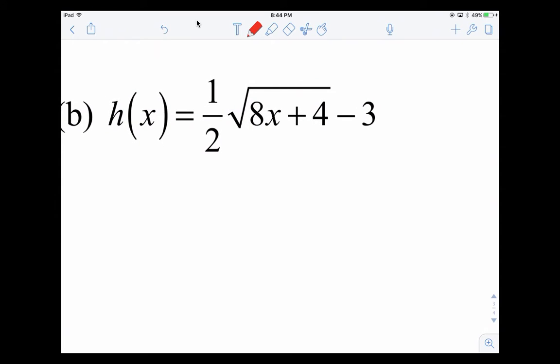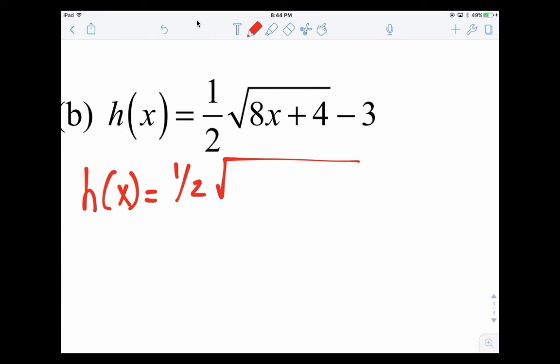Alright, so the second one is actually mostly in standard form for us, except for the inside part. I always want the x term to be by itself, so what I'm going to do is take out the 8, and then what I'm left with would be x plus 1/2. Now by doing that, I know that I'm shifting to the left 1/2. Right? If I didn't take the 8 out, I'd be confused with what exactly to do.